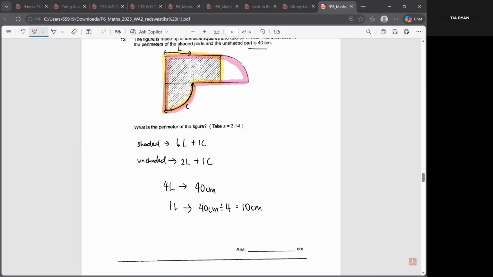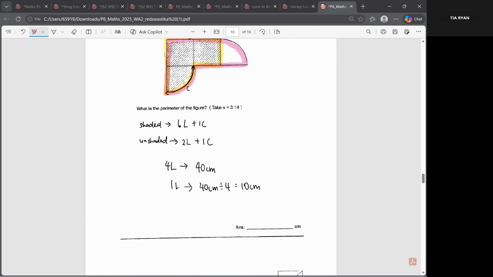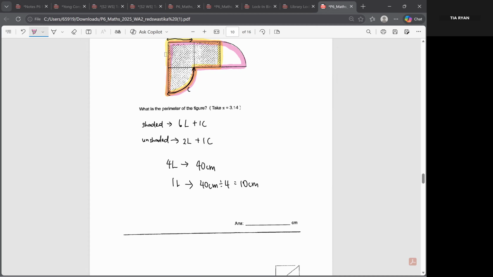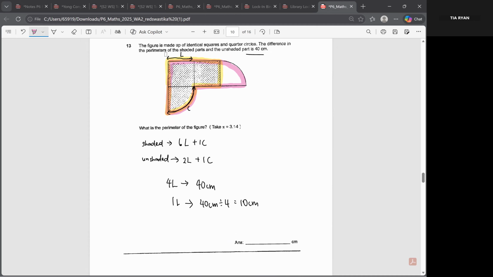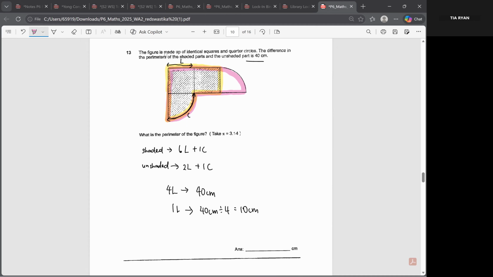It's the pink highlighter. Correct. I agree with you. So what must I do? Can I find the length of 1C first? Yeah. How? What I did was 10 cm times 2, which gives 20 cm. Then after that, I did 3.14 times 20. Where did you get 20 cm from?